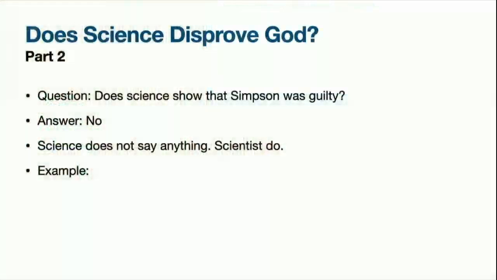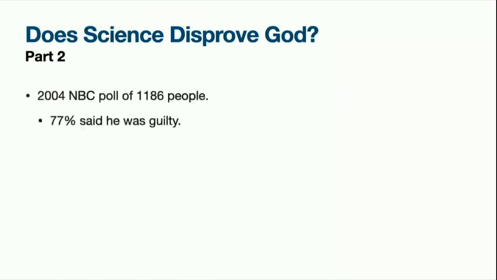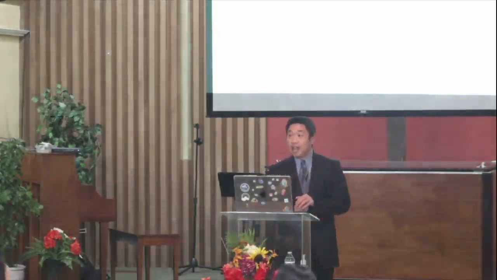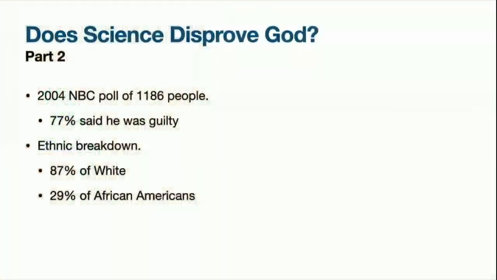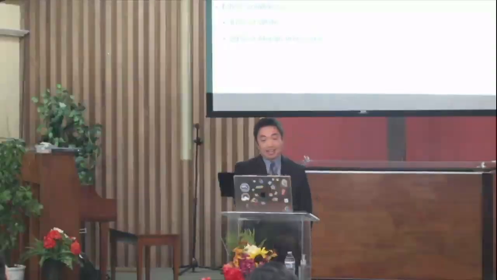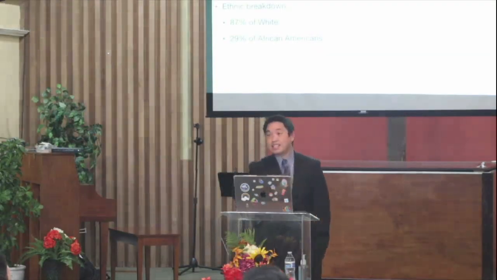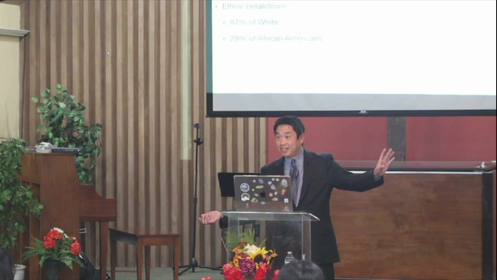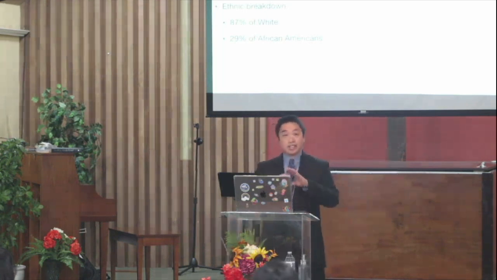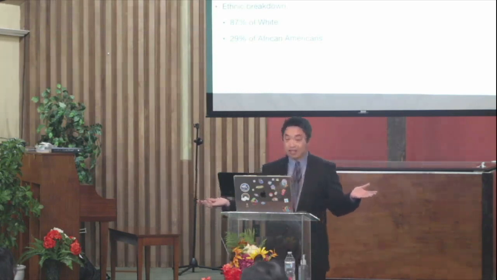In 2004, an NBC poll of 1,186 people asked the question, do you think that O.J. Simpson is guilty? Now, 77% said that he was guilty. But if you do the ethnic breakdown, notice what this says. 87% of white people said he was guilty, and 29% of African Americans said that he was guilty. So why such a big, huge disparity? They had the same evidence, they had the same data, but why such a huge disparity? It was because of what?